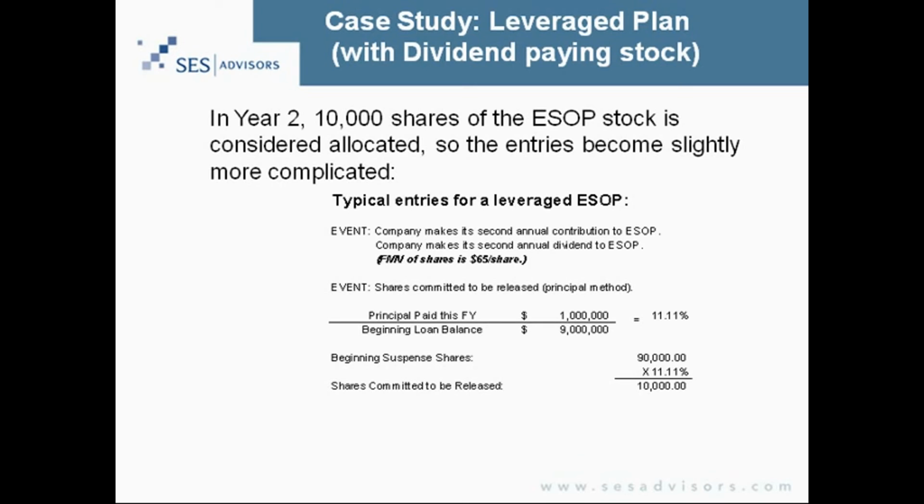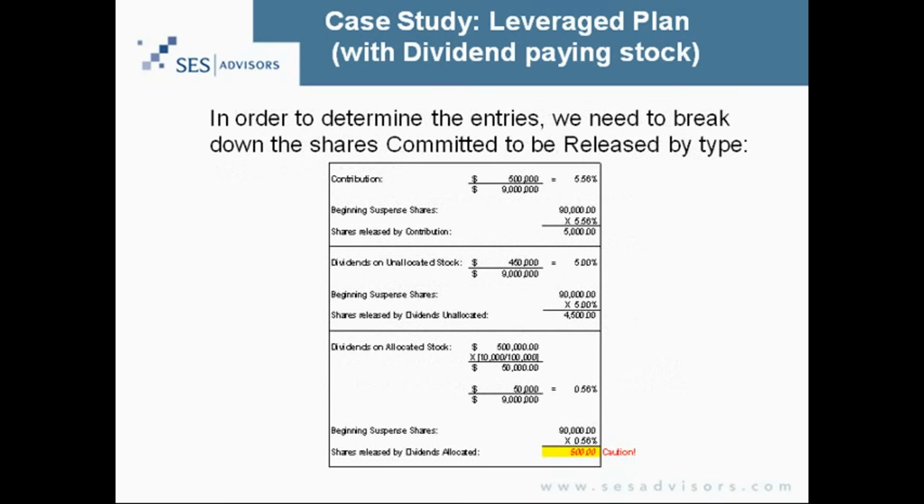A couple of questions that we'll get to as we go on. I want to keep moving on this example. A couple important points here. Now, in order to determine the shares committed to be released and the accounting entries in this example, we need to know what the source was for each type of share released. So we're essentially going through the same exercise, but by type of contribution or dividend. In this case, 500,000 over 9 million. We're allocating 5,000 shares. Not surprising. It's essentially half of the principal paid.